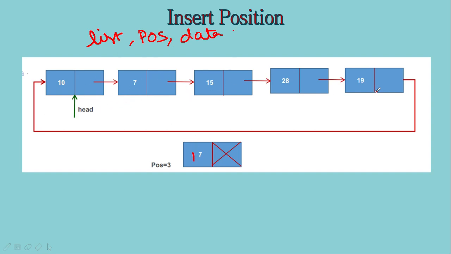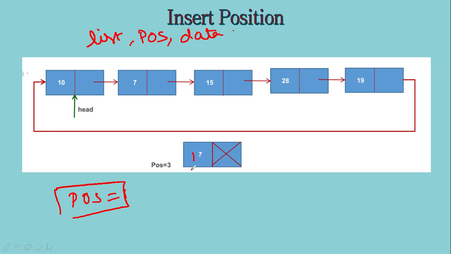If there are 5 nodes like this, and if you want to insert value 17 at the position 3, then you want the resultant list to contain 6 elements, and it should be in the order 10, 7, 17, 15, 28 and 19. This is what is expected. The one exception that we have to consider while discussing insert at a given position is if position is equal to 1. If the given position is 1, it is better to call the insert beginning function itself and we can return whatever that particular function returns.